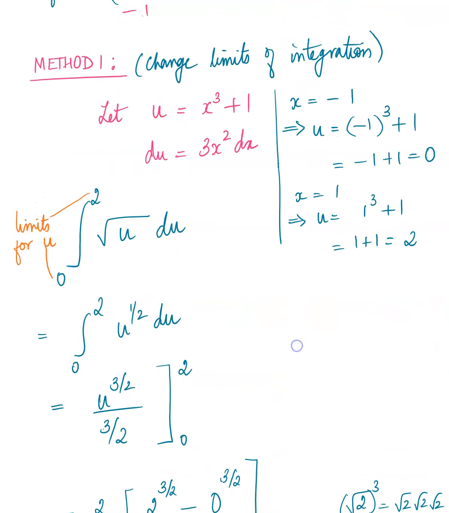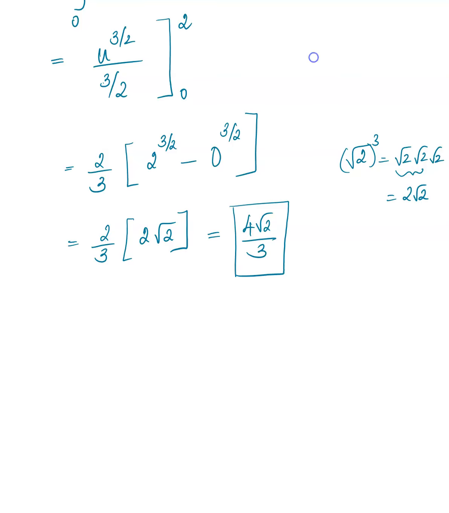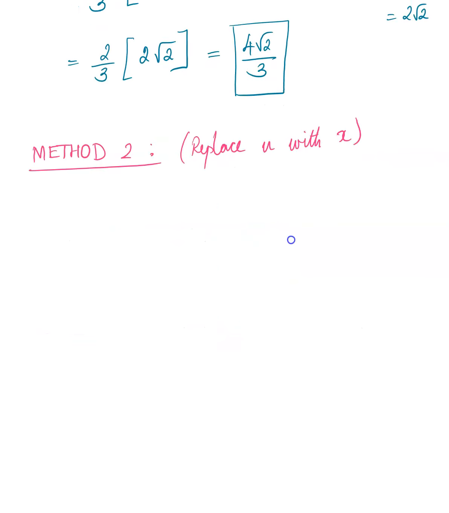You moved from x all the way to u and completely used u throughout the rest of the problem. Now let's go to method 2. Method 2 says that we will replace u with x in the end, which means we will not adjust any of the limits. So same story. Let u be equal to x cubed plus 1. Du is 3x squared dx. Because our problem is far away now, I'll just rewrite the question here.